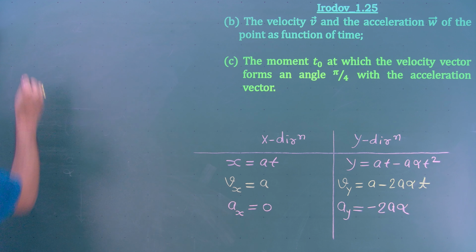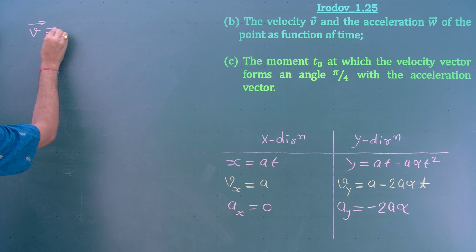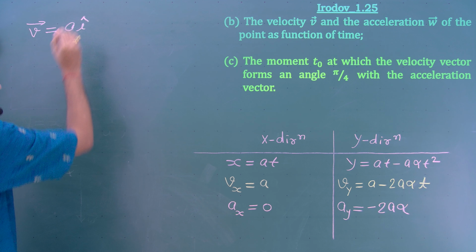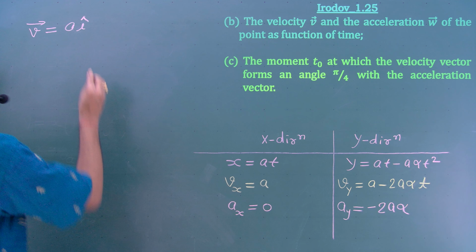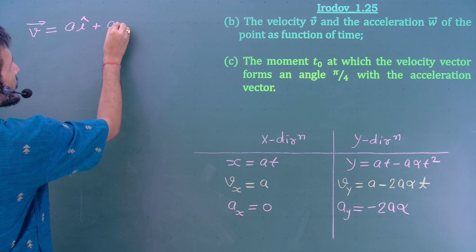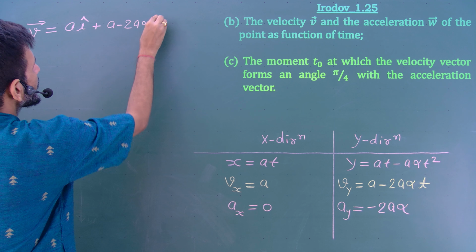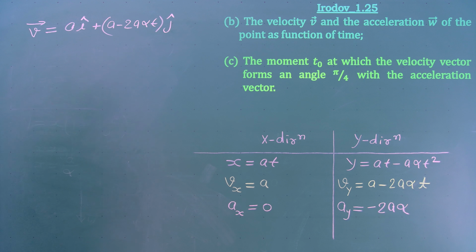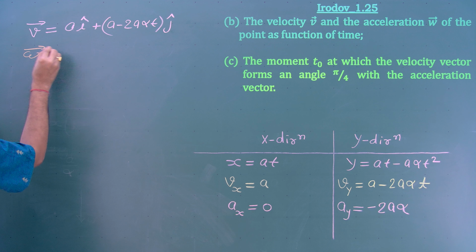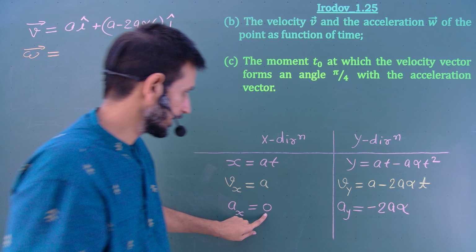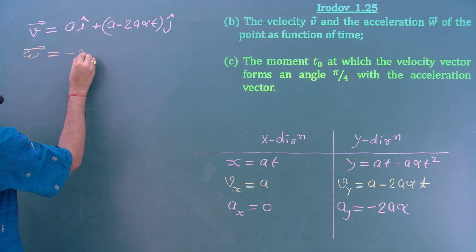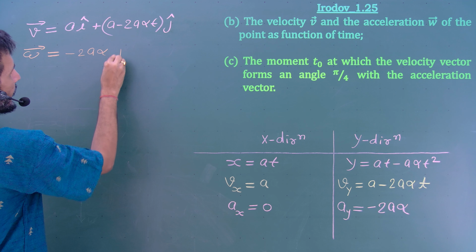So what is the velocity vector? The velocity in vector form is a i cap plus (a minus 2a alpha t) j cap. So this is the answer for velocity. What is the acceleration vector? There is no acceleration in the x direction. Acceleration is only in the y direction. So the acceleration vector is minus 2a alpha j cap.